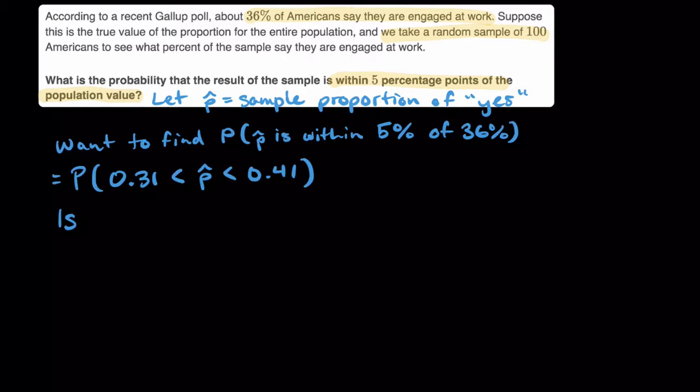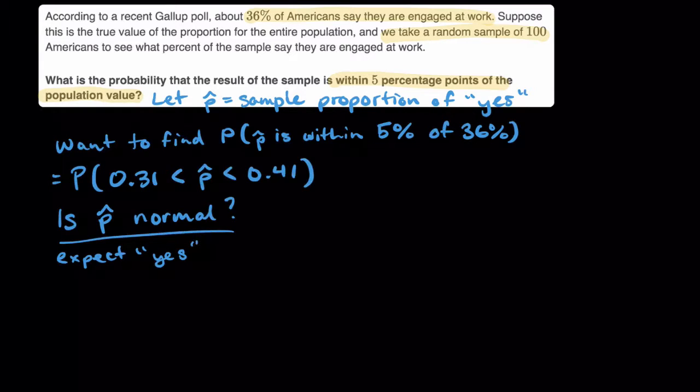So before we find this probability, we have to see, is p hat normally distributed? And the way we do that is by checking the expected number of successes and the expected number of failures. They both need to be at least 10. So we look at how many people do we expect to say yes. And that is just our sample size times our probability. So we're sampling 100 Americans, 36% of which would say yes to this question, so we expect to get 36 yeses. So that is greater than or equal to 10, which is good.